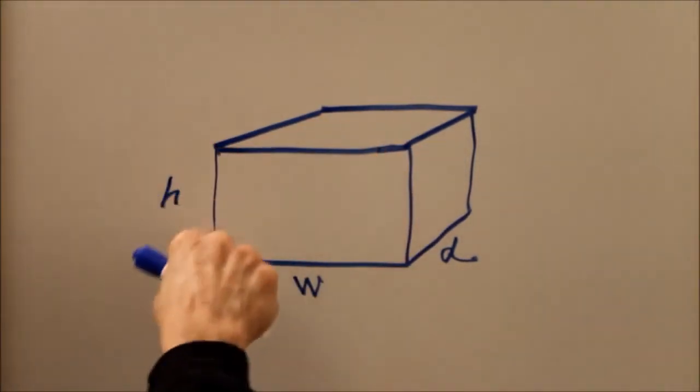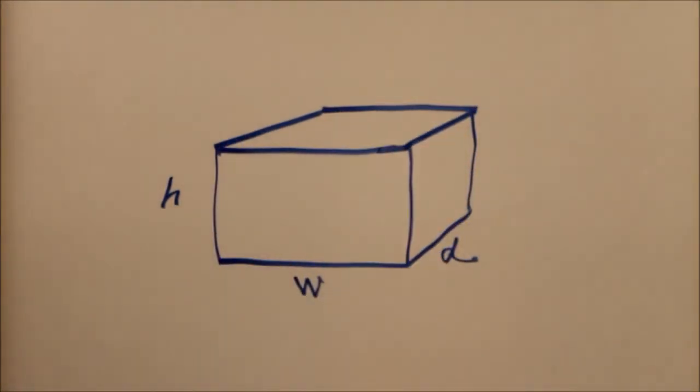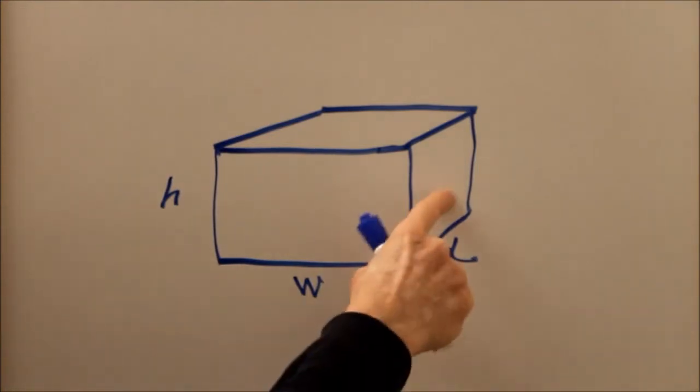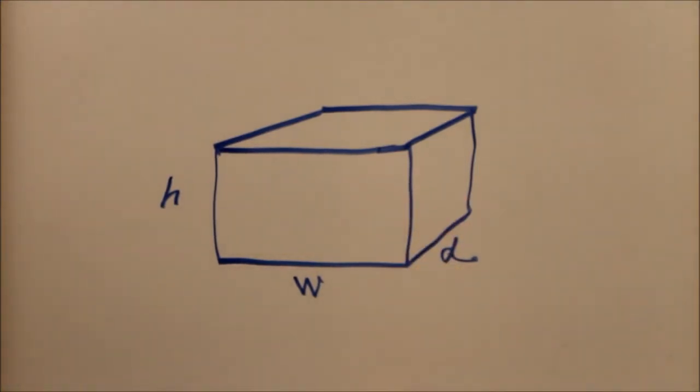By box, I mean that all of the angles between the edges are 90-degree angles. It is technically known as a rectangular prism. A typical box with a width of W, a height of H, and a depth of D. I tried to draw this in perspective. This is the front, that's the top, and that's the right-hand side, in case you have any difficulty there.